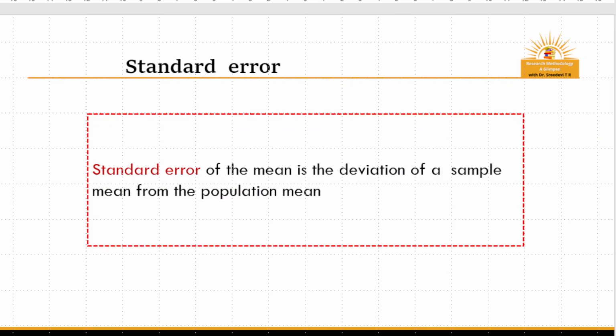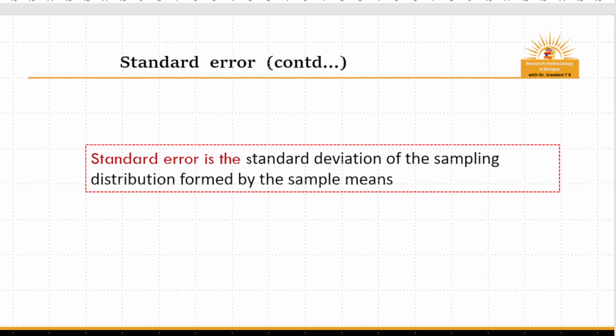Standard error of the mean is the deviation of a sample mean from the population mean. Standard error is the standard deviation of the sampling distribution formed by the sample means. That is, it measures the accuracy of how a sampling distribution represents a population by using standard deviation. Before discussing standard error in depth, just have a look at the differences between standard deviation and standard error.